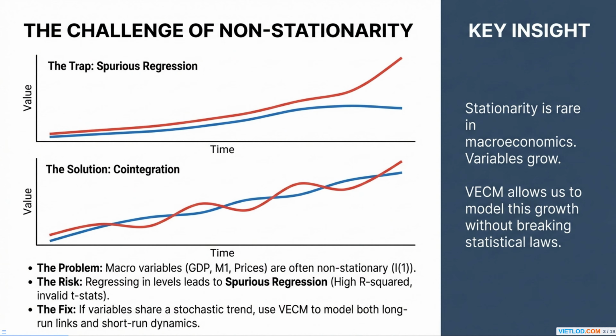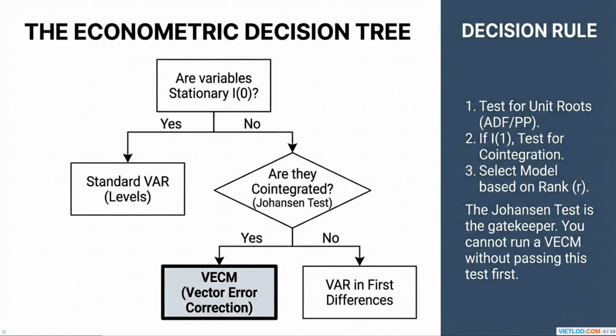The solution is cointegration. If two or more non-stationary variables share a common stochastic trend, a linear combination of them can be stationary. This stationary combination represents the long-run equilibrium, and a VECM is the perfect tool to model this. Stationarity is rare in macroeconomics, as most variables exhibit growth. VECMs allow us to model this growth and the underlying long-run relationships without violating statistical laws.